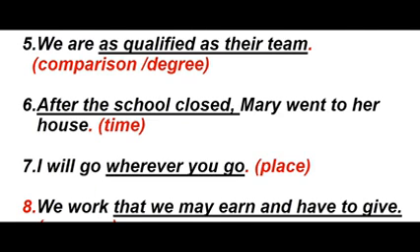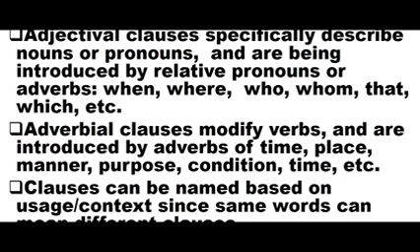Before the lesson comes to an end and I give you an activity, I want us to look at this. What is an adjectival clause? Adjectival clauses specifically describe nouns or pronouns and are introduced by relative pronouns or adverbs: when, where, who, whom, that, which, and others. What makes it different from a noun clause is the context of usage. A noun clause usually functions like a name.